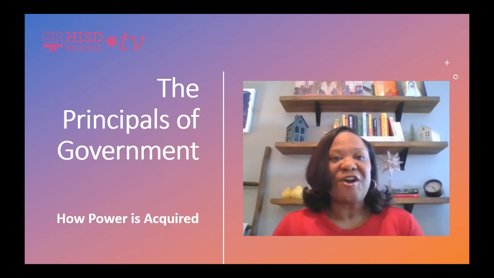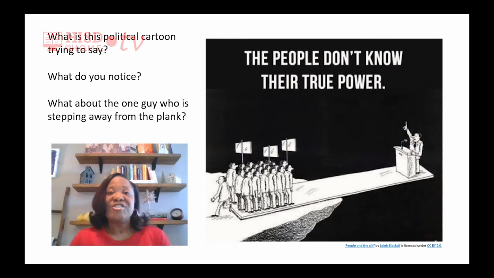So let's get started and look at the principles of government, specifically how power is acquired, meaning how we get power. So let's start here. Take a look at this picture, and I want you to try to figure out, what is this political cartoon saying? What is the message that the artist is trying to get across to you? Let's take a look and see what we notice.